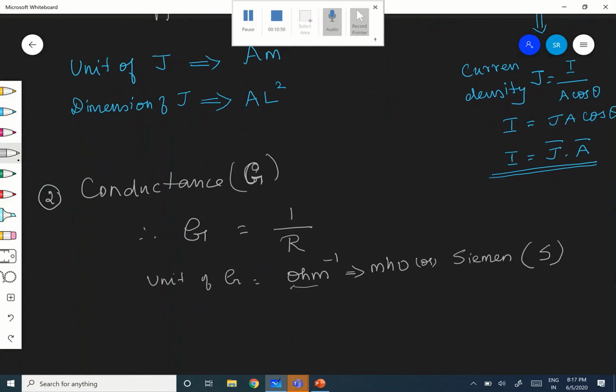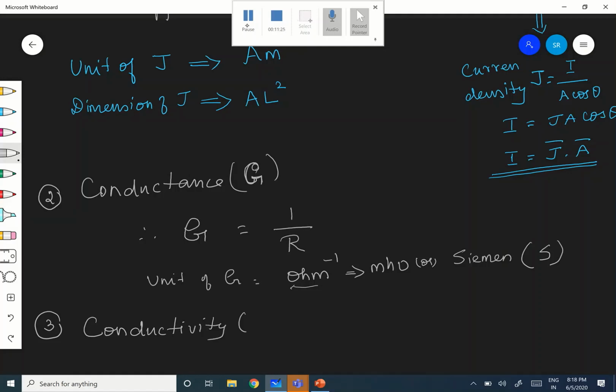Now next one, the third one, is conductivity. Everything is electrical conductance, electrical conductivity. There is no need to say it each time because we are dealing with current electricity. Conductivity means electrical conductivity. We have seen heat also last year, but now we are dealing with current electricity.